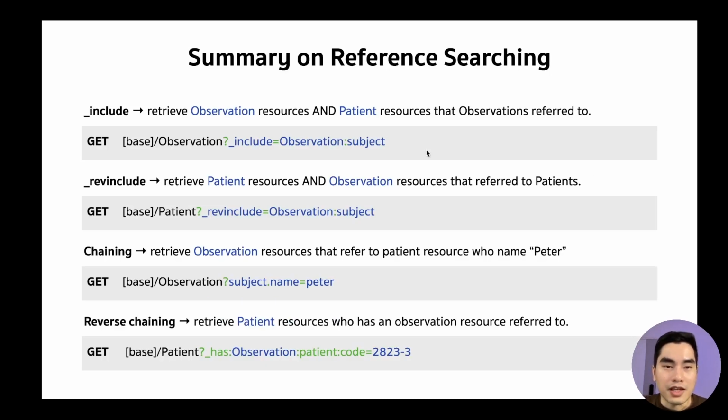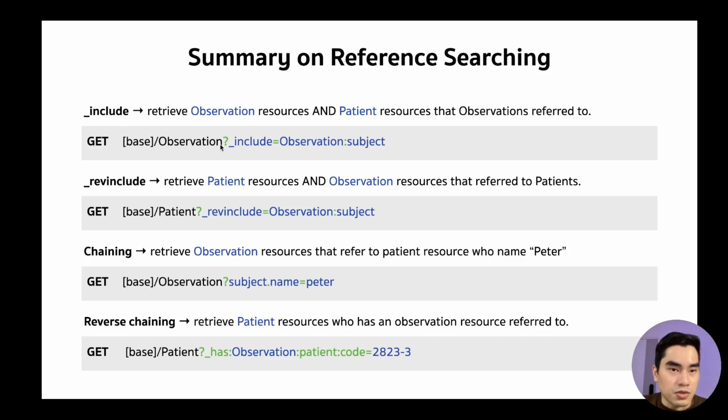Yeah. I want to give you one slide about searching related to referencing that may make you a bit confused. So we have _include, _revinclude, chaining, and reverse chaining. These two in this group deal with the search result. These two are more about making the search query more specific. These two return only one type of resource. These two return the resource you are searching and other resources that you included in the result. Let's compare with observation and patient.